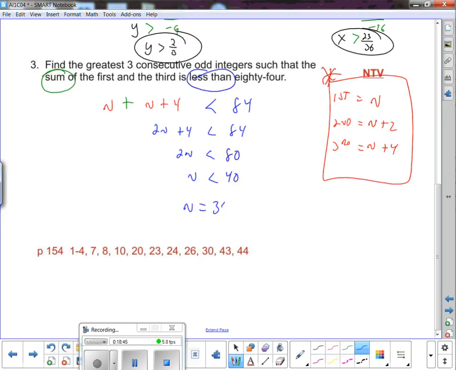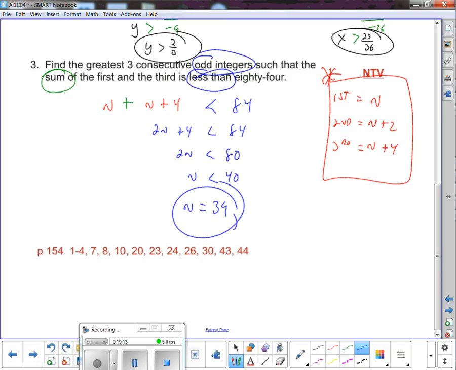39. We're dealing with odd numbers. See, it's a little bit of brain thinking there. You do have to think through that. The question's about odd integers. So if we got to go less than 40, what's an odd integer less than 40? 39. Now, did we still answer the question? No. It says find the 3 greatest consecutive odd integers. So the first number is 39.